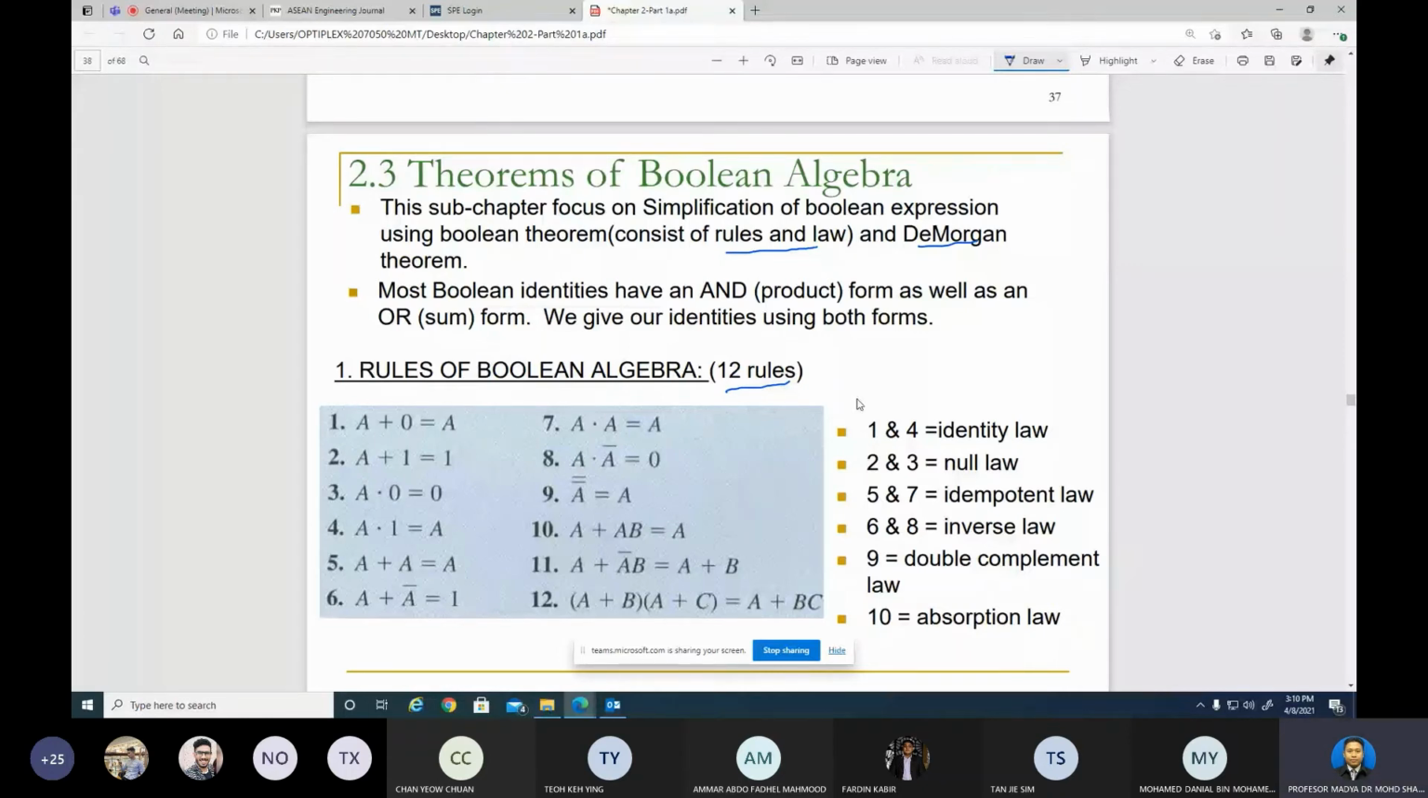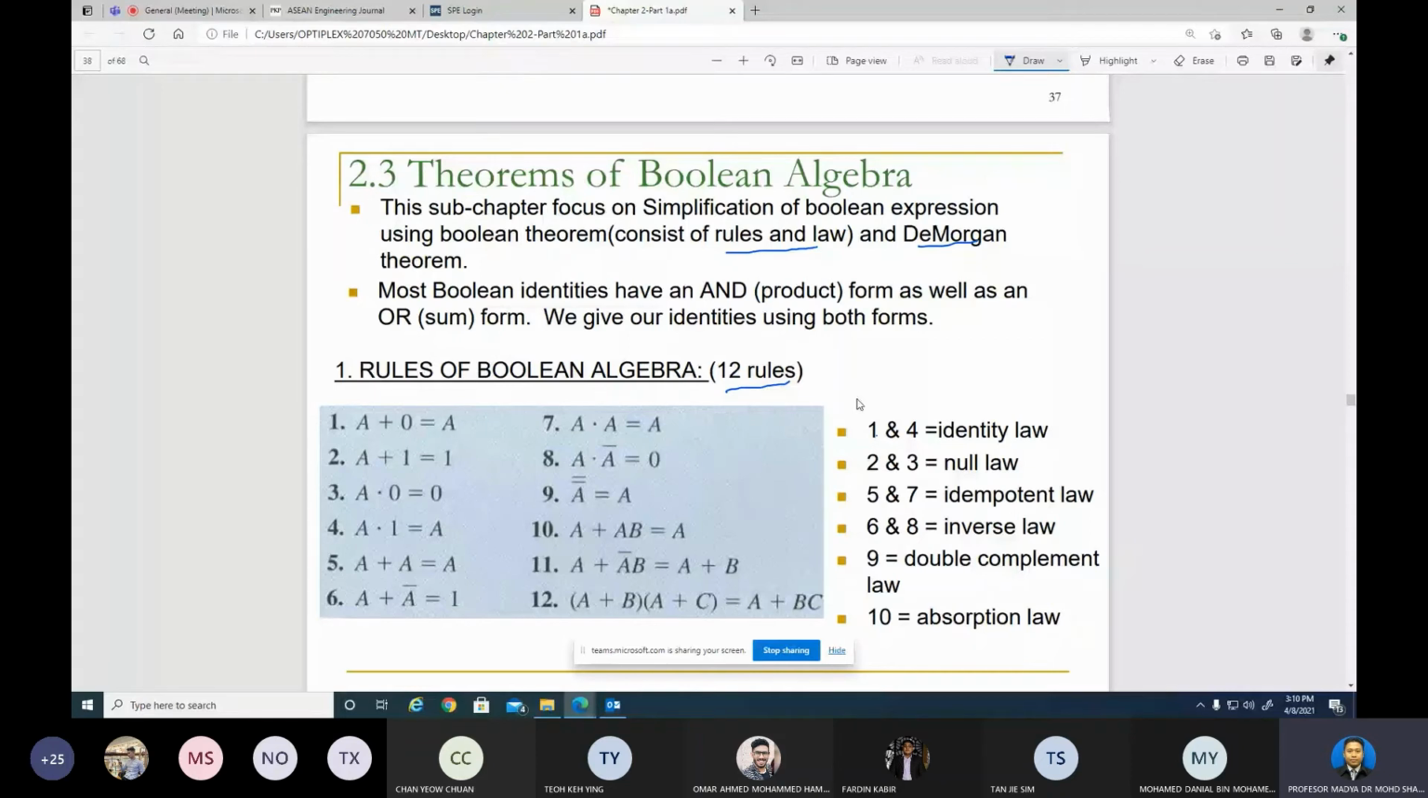So for example, we have A plus 0, the output will be A. And then A plus 1, the output will be 1. And then A multiplied by 0, the output will be 0. A dot 1 equals A. A plus A equals A. And then A plus A bar will be 1. You can see this, for example, rules number 1 and 4.